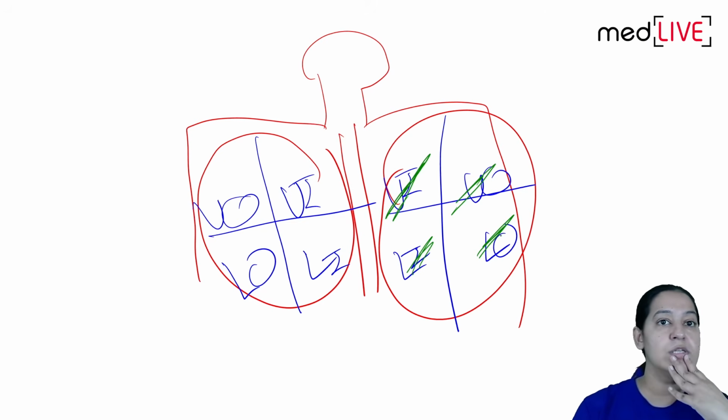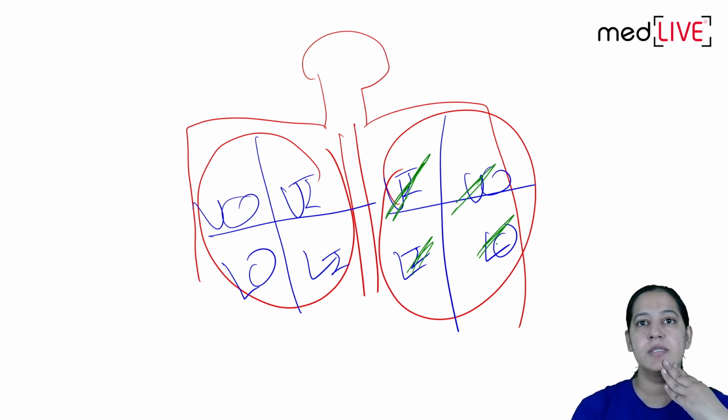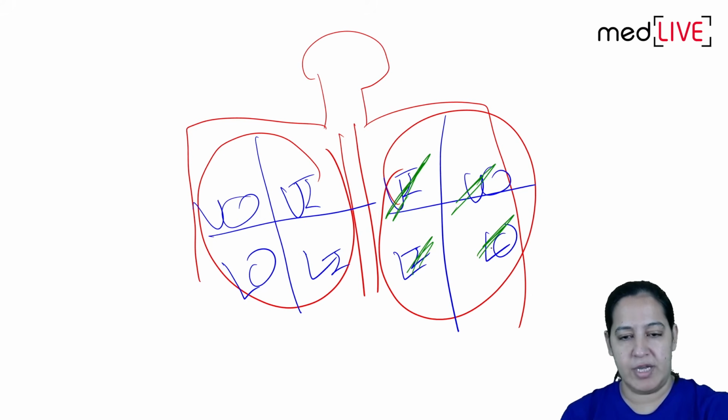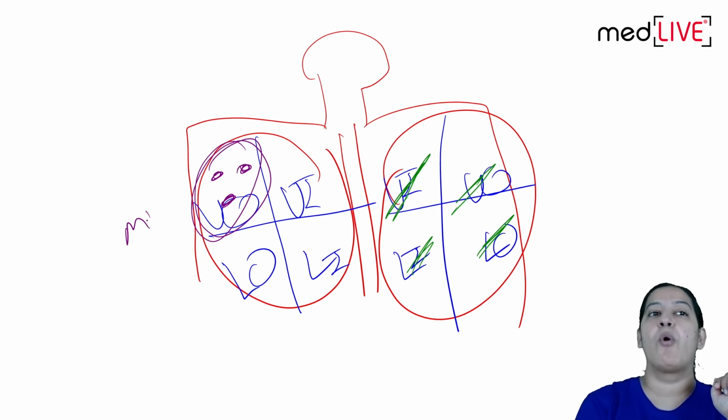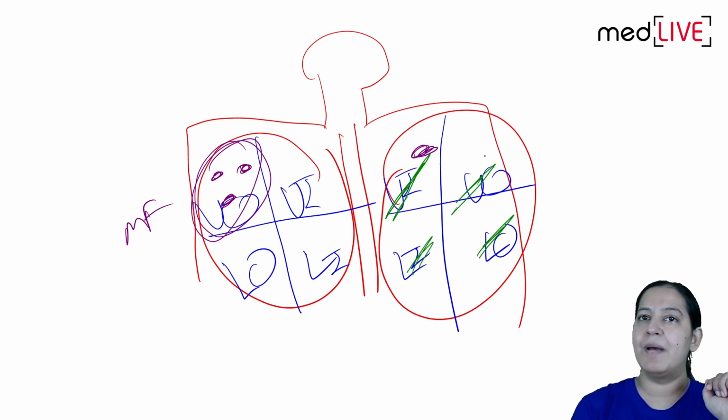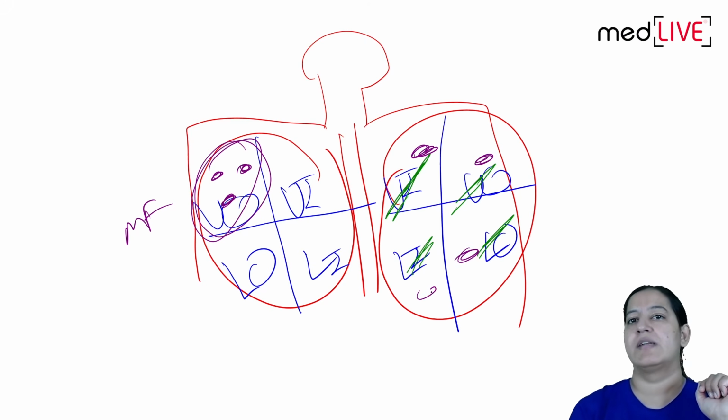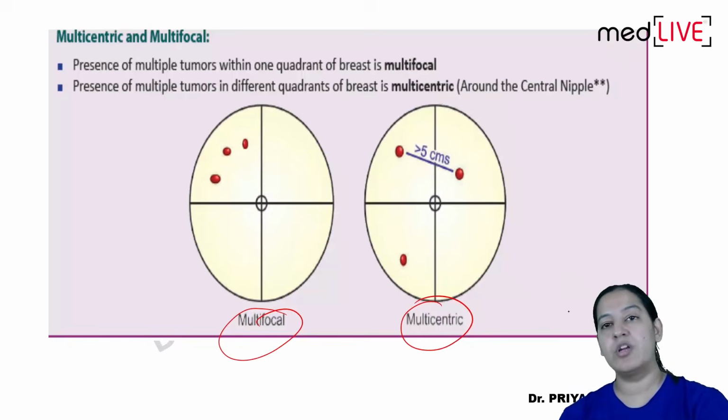Why am I teaching you this here? Why have I drawn this diagram? What is multifocal and multicentricity? I want to teach you that. So what is multifocal? If the tumor is present at multiple sites but in the same quadrant, it is known as multifocal. And if the tumor is present in multiple places but in different quadrants, it is known as multicentric. So the two terminologies are different.